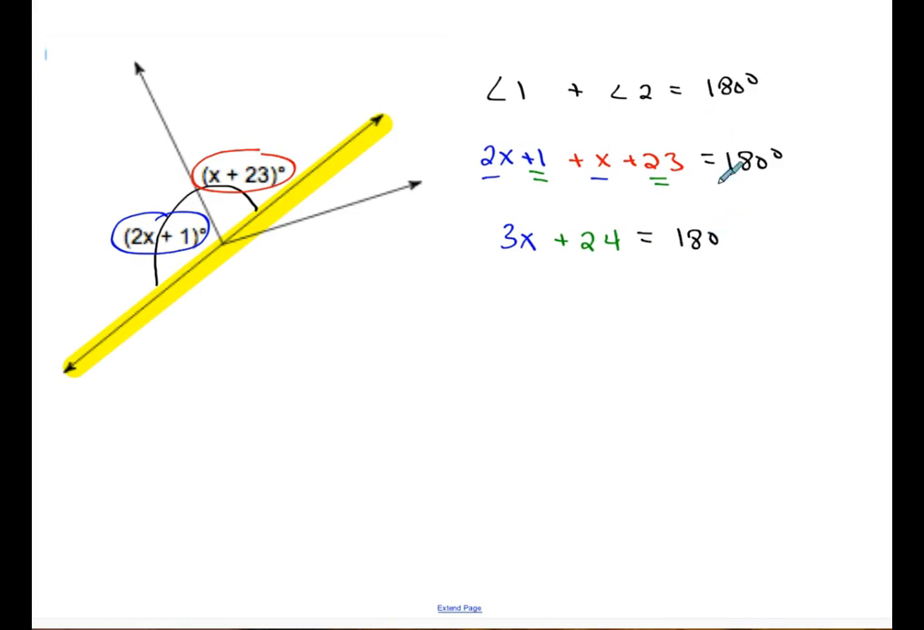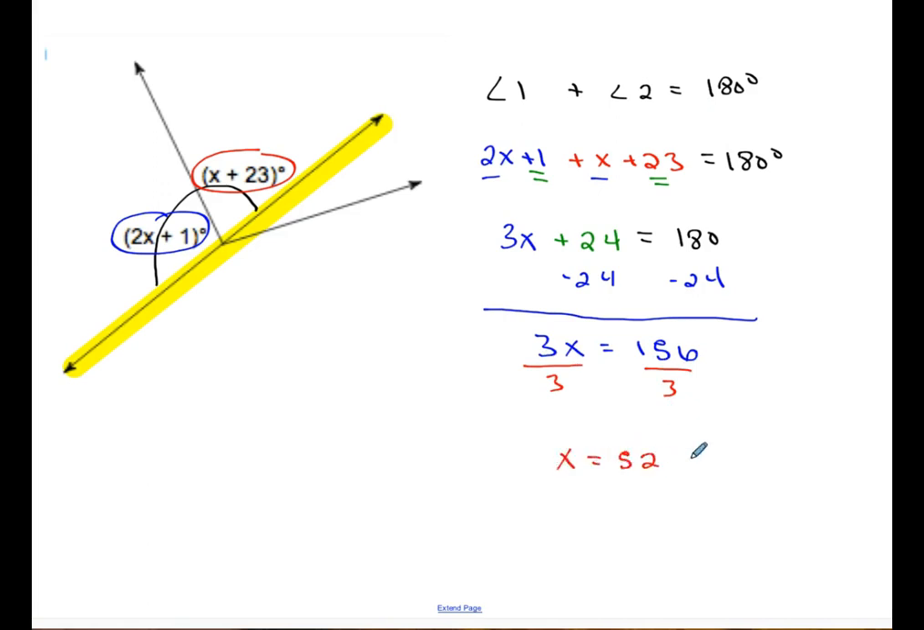degrees. Two-step equation. Let's subtract 24 from both sides first. Giving me 3x is equal to 156. And then 3 goes into 156, 52 times. So solve for x, stop right here, you're done. Solve for the angles. Let's go back into either one of these equations.